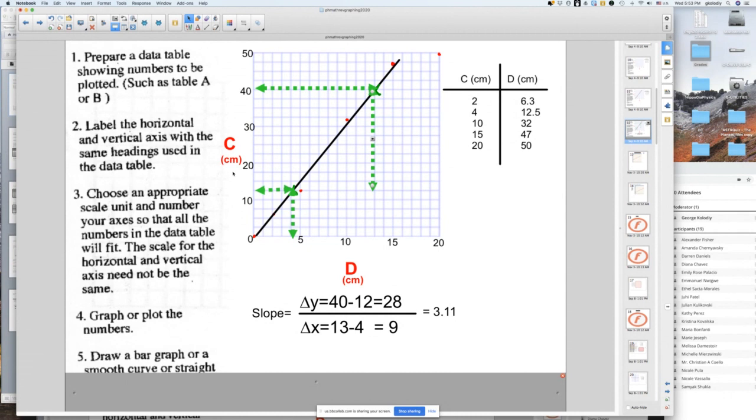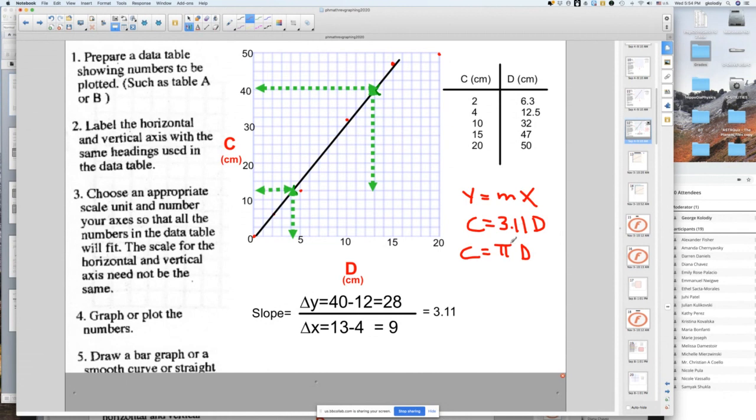What's the connection between the two variables? Well, y equals mx, right? The y variable equals the slope times the x variable. The y variable is c. The slope is 3.11. The x variable is d. Does this equation look familiar? Yeah. Circumference equals pi times diameter. Pi being 3.14. Now you didn't get 3.14 exactly, but you were pretty close.